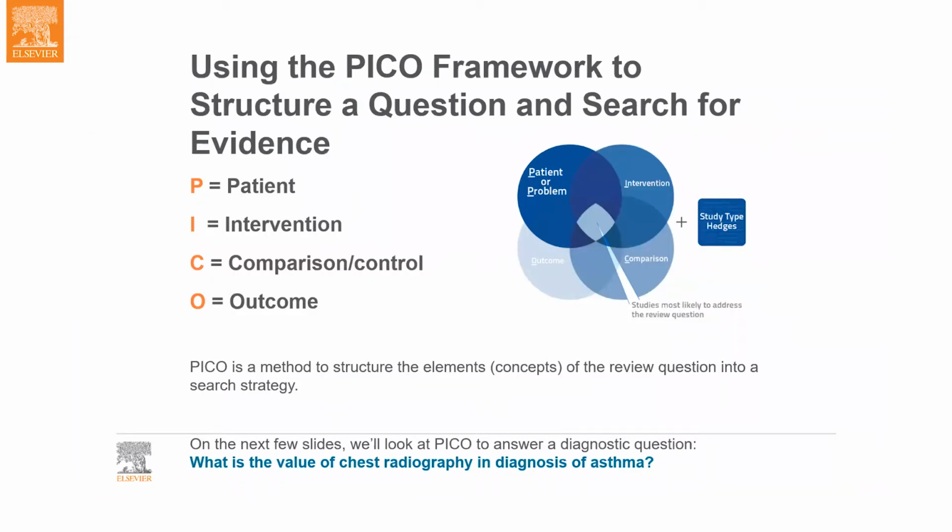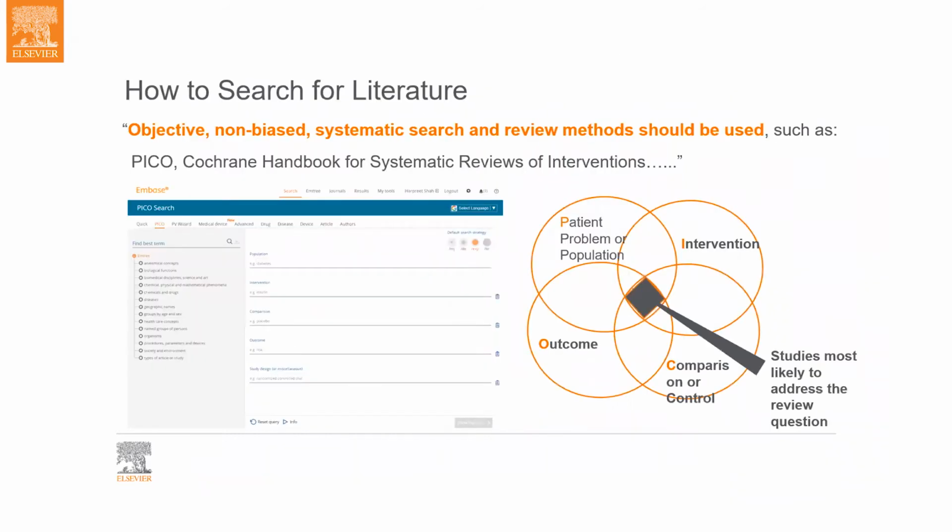Let's talk about instruments that are integrated into the database. For example, the instrument used for PICO search. The concept consists of 4 parts. It's a 4-part model: patient, interventions, comparison, and outcome. And this instrument is integrated into Embase.